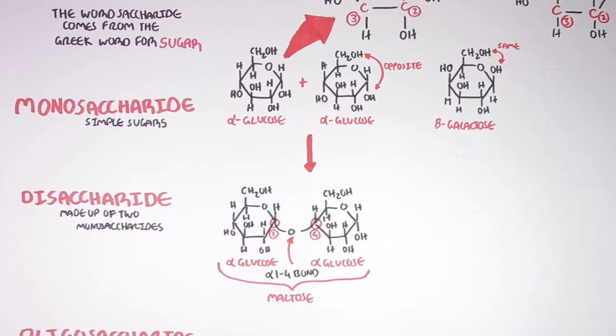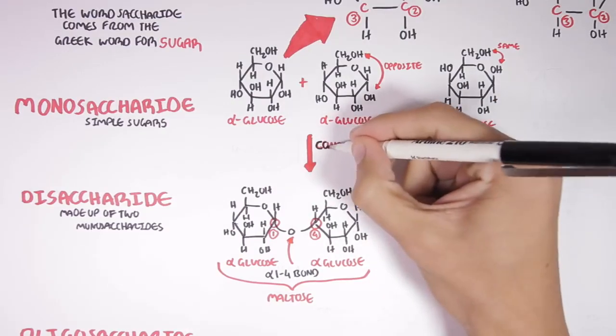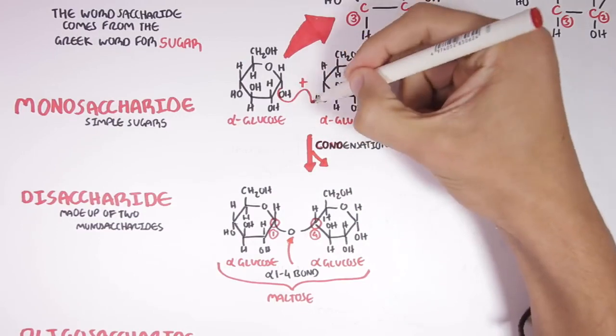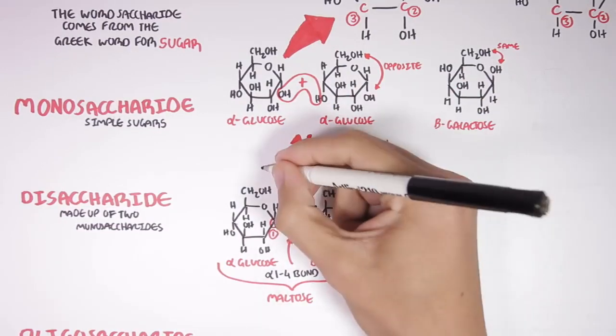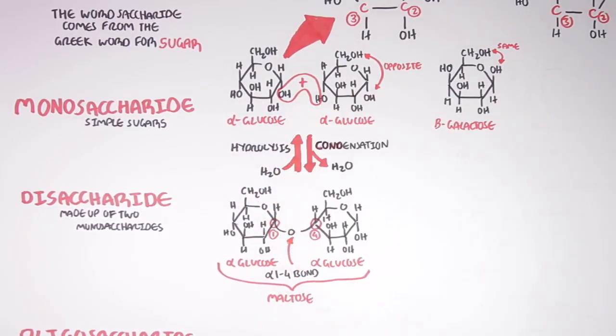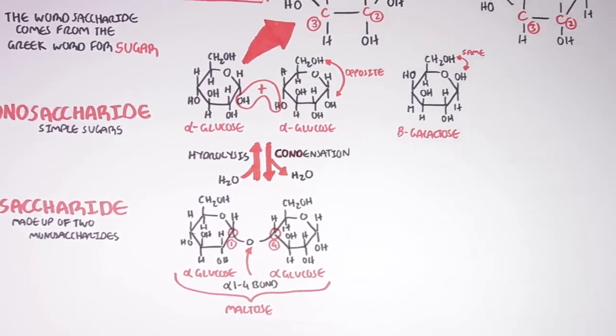Now the process of linking monosaccharides with one another is called condensation. And here, water is released. Therefore, the reverse reaction is hydrolysis, and this is where we add water. Adding water to an alpha-1,4 glycosidic bond will break the bond.